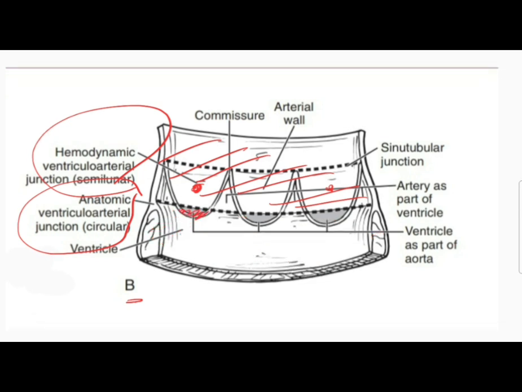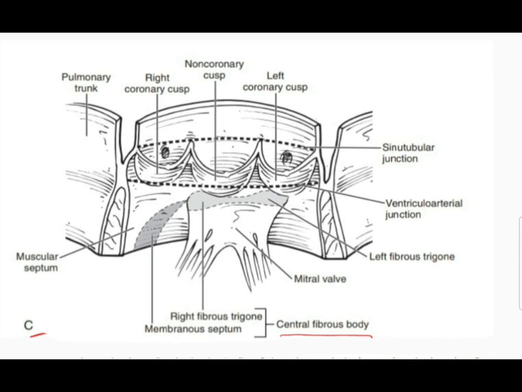The basis of the aortic cusps is located at the left ventricle, below the anatomic ventricular-arterial junction. Don't forget, okay? After that, we have part C.